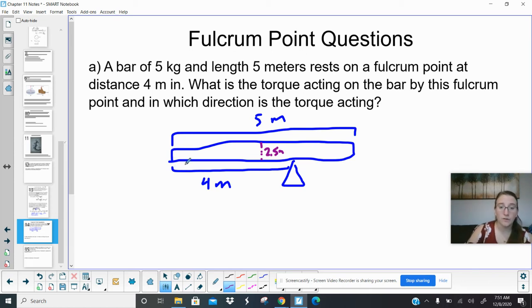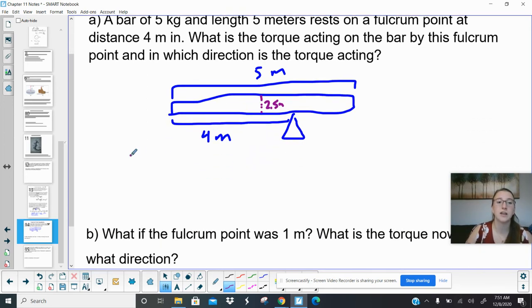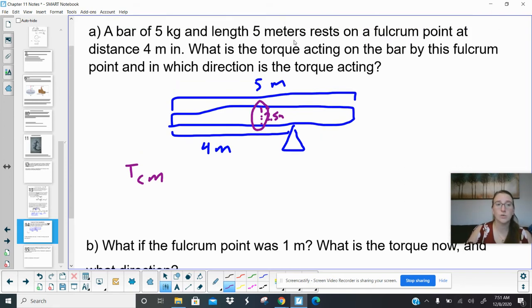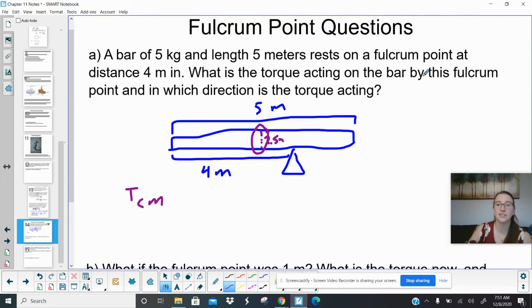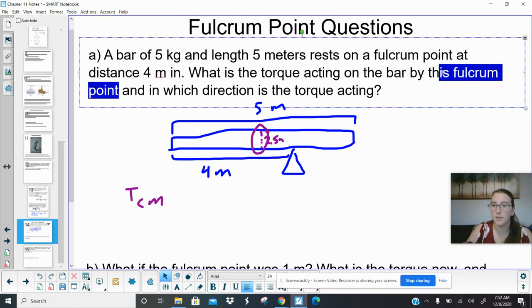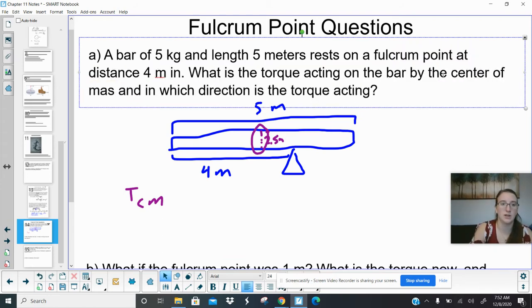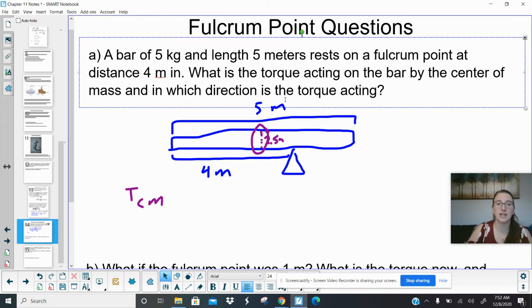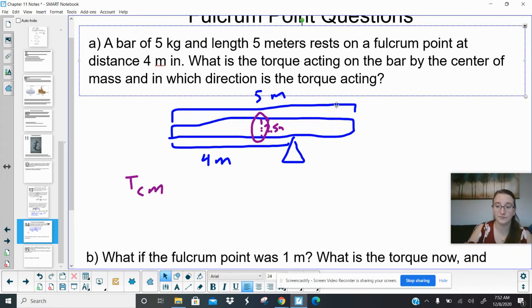This is located 4 meters in, but the center is at 2.5. So what's going to happen here is there is going to be a torque exerted by the center of mass. And that's what this question is asking. What is the torque acting on the bar? Now, I need to rephrase this actually real quick. By the center of mass. There we go. And in which direction is the torque acting?